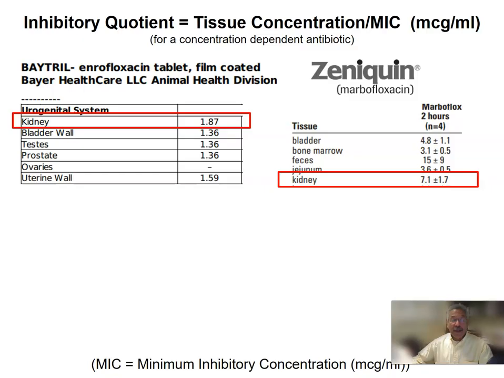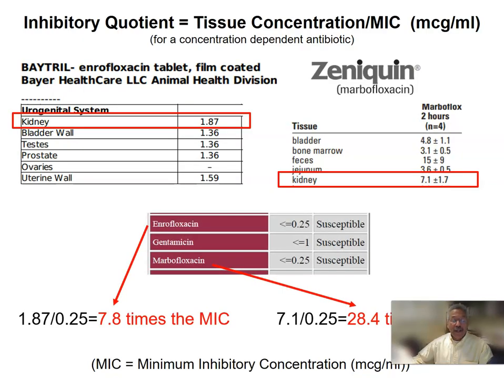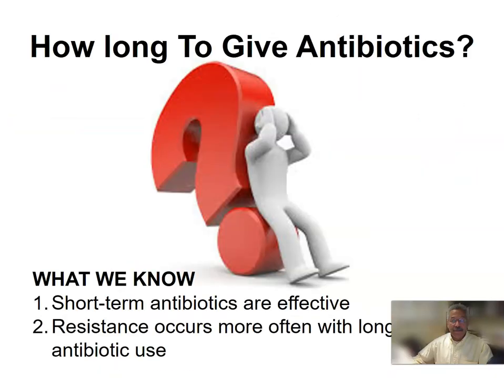What we're going to do is compare that to our MIC results. It's good that we use the same one, 0.25. So we know that we can divide that into our tissue concentration. For Baytril, we'll get 7.8 times the MIC, but for Zeniquin, we're going to get 28 times the MIC. If you really had a difficult bacteria to eradicate, you're going to use marbofloxacin to get that much higher concentration.